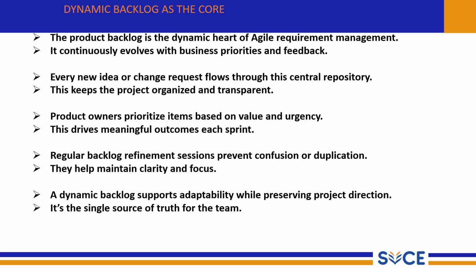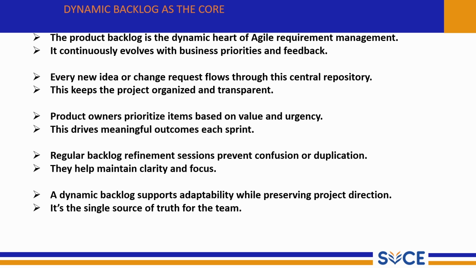In Agile, everything starts from the product backlog. It is like a central storage of all requirements, ideas, features, enhancements, and bug fixes. We call it dynamic because it keeps changing as the project grows. Without a product backlog, agile development cannot function properly.